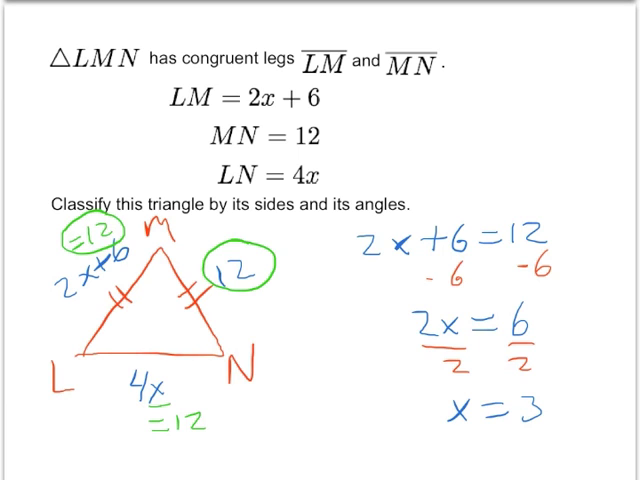And so when we go to classify this triangle by its sides and its angles, we see not only is this an isosceles triangle, it's actually equilateral. And as we saw in the previous video, if we have an equilateral triangle, we also have an equiangular triangle.